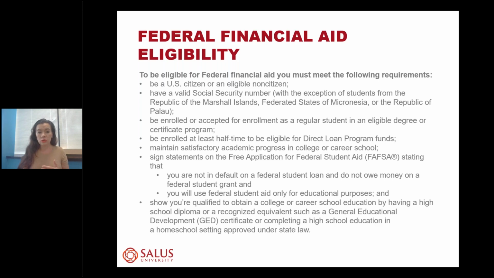You need to not be in default with any former federal loans. That's really important. You can't be in default and then be borrowing more money from the federal government. And you need to show that you're qualified to obtain a college or career school education by having a high school diploma or a recognized equivalent, such as a general educational development, like a GED certificate. Basically, you need to show that you've completed other types of schooling, which again, you would have already done with your admissions process. So that is usually taken care of.